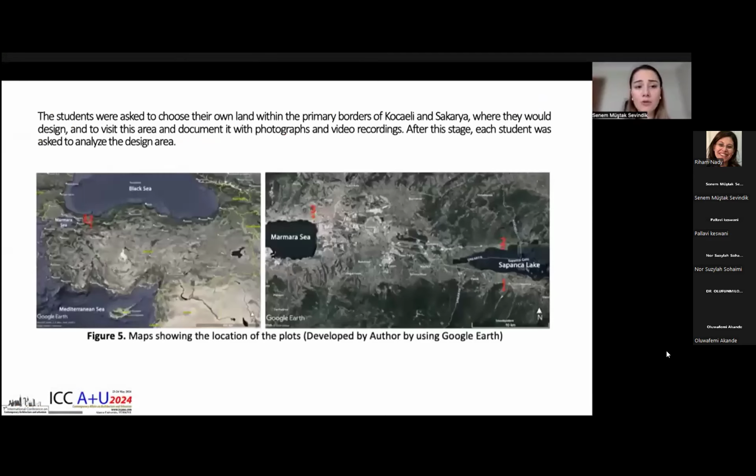The students were asked to choose their own land within the primary borders of Kocaeli and Sakarya, where they would design, and to visit this area and document it with photograph and video recordings. After this stage, each student was asked to analyze the design area.